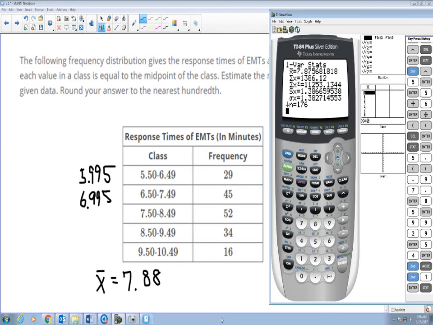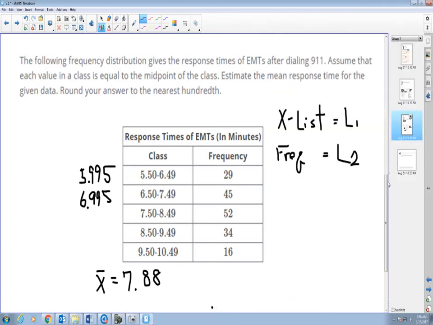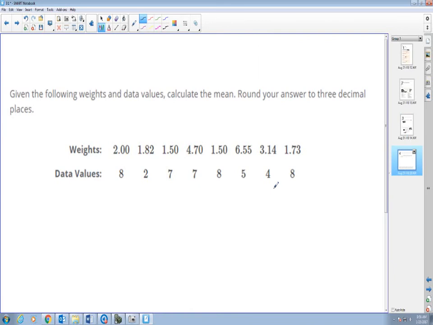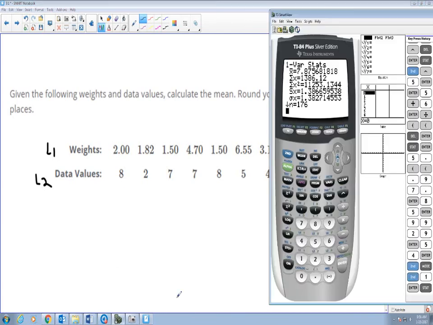Alrighty. Let's do the same type of problem. It looks slightly different. Earlier I was grouping my data into classes. Right now, this problem looks like this, where my weights are under L1, the X column, and data values under L2. This is still grouped data, it is not grouped by classes. So this is a classic example of a weighted mean type of problem. We're still going to treat this like grouped data. Okay, got my L1 and L2.